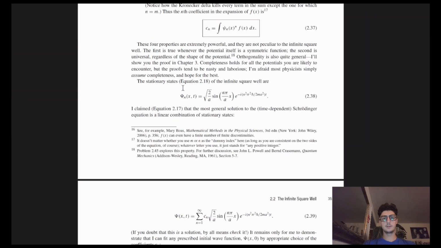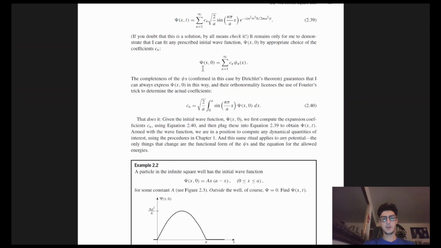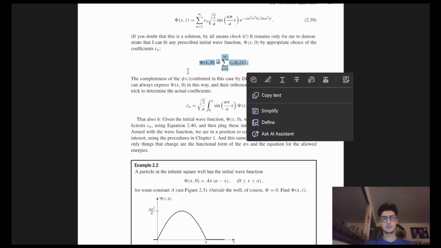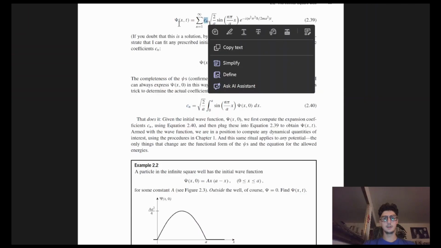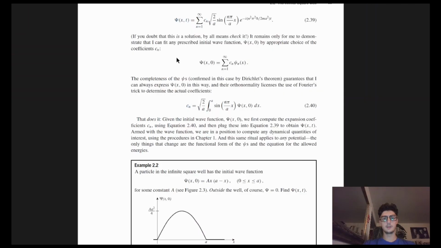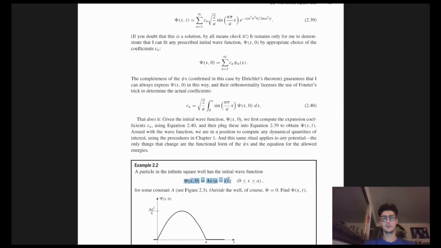We have to find this full psi. And how we do that is we are given this, right? And we can find these, plug them into here. That's how we'll get this. And here is where the information of our wave function goes.